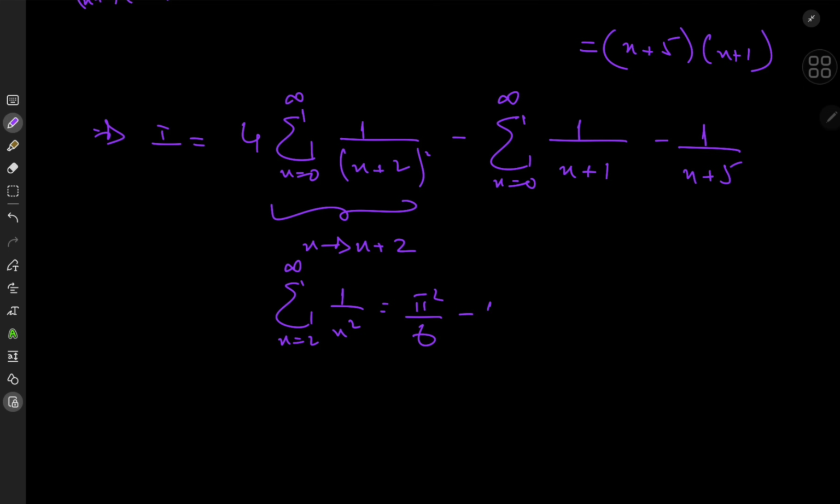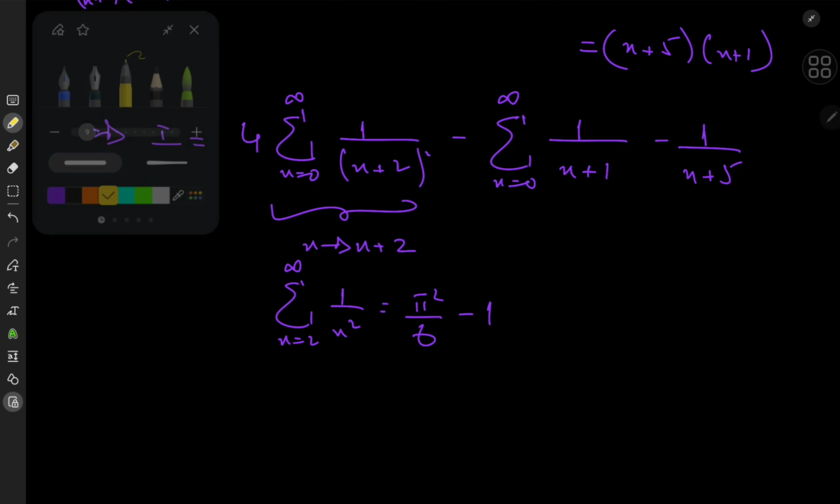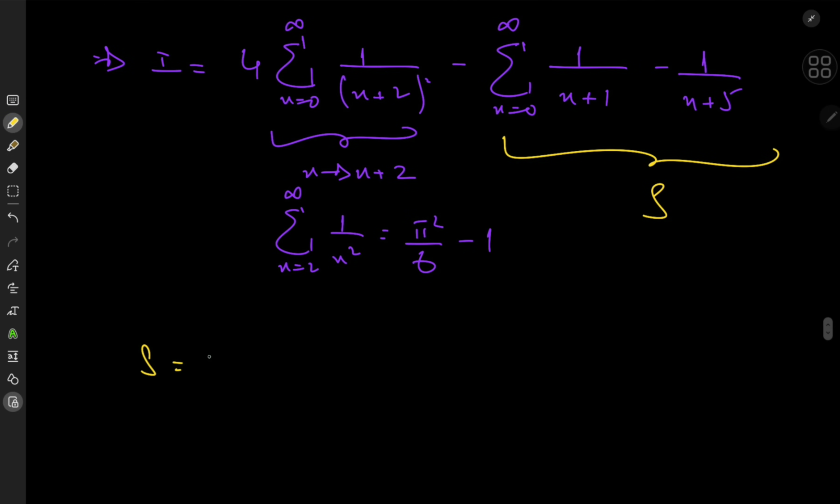So that's just pi squared over 6 minus 1. And this thing is obviously going to be a telescoping series. So let me just evaluate this thing separately. We'll call this thing S. So S would be equal to what exactly?